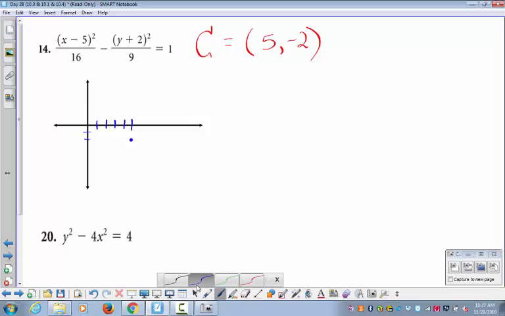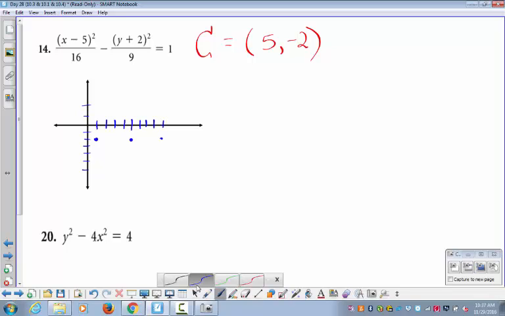So how far horizontally are we going to move from the center? 4. To figure out how far horizontally to move, we look under the x's and take the square root. So under the x's we have 4 squared, so that means we're going to go 4 to the right and 4 to the left.